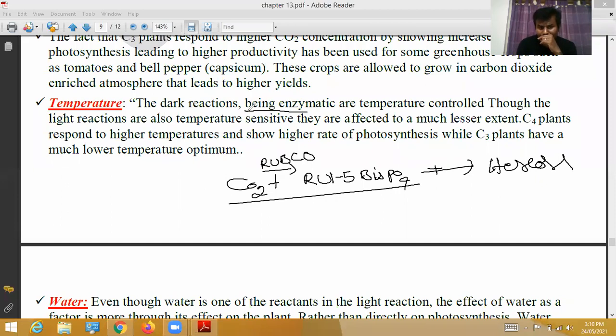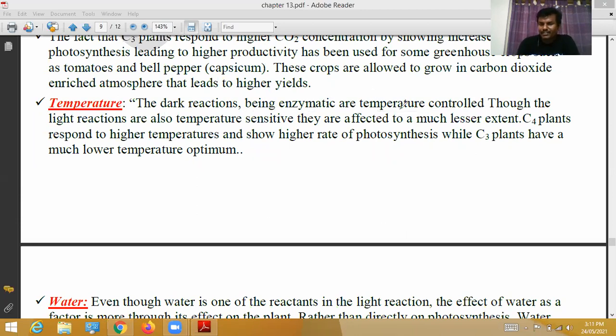So the dark reaction is enzymatic and also a temperature controlled process. Though the light reactions are also temperature sensitive, they are affected to a much lesser extent. Okay, see here this point. The dark reaction is a highly enzymatic and temperature controlled process. Even dark reaction or light reaction, if an excess amount of temperature is there, those reactions are affected. Light reactions are also affected, in a very minute quantity, if temperature is more.